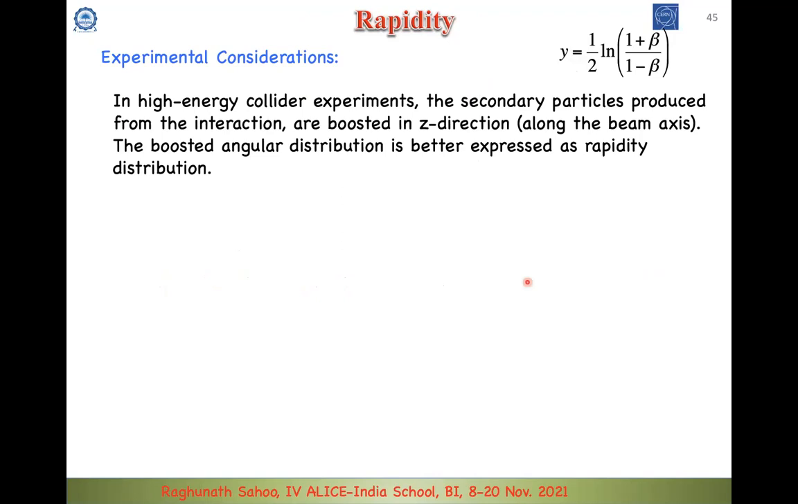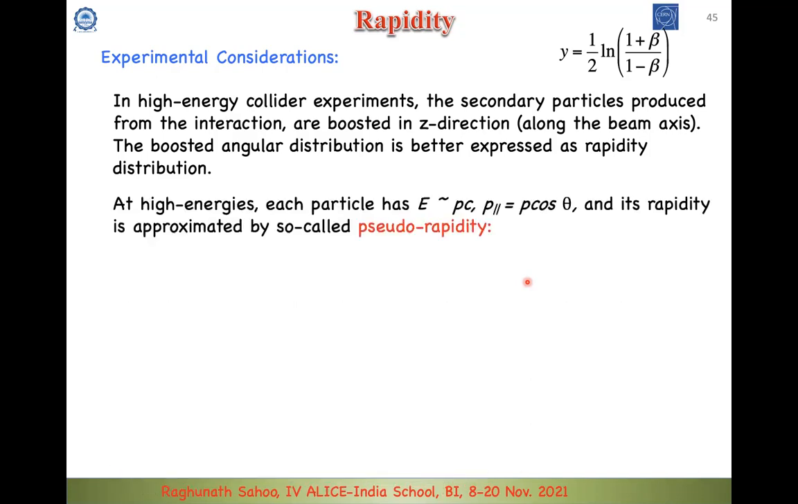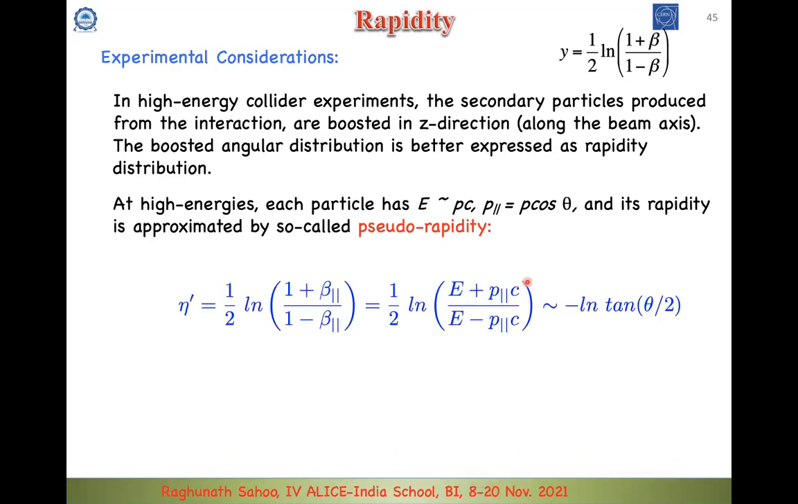So in high energy collider experiments, if you see, your secondary particles, they are formed in the interaction point, or depending upon their lifetime, they decay, and around the interaction point is the right wording. And always the boost is along the z direction. Z direction is longitudinal direction or the beam direction. So the boosted angular distribution is better expressed in the rapidity distribution. And at high energies, we know my E goes like PC, or since I am considering longitudinal direction, my P parallel or P longitudinal is P cos theta. And its rapidity is approximated by pseudorapidity.